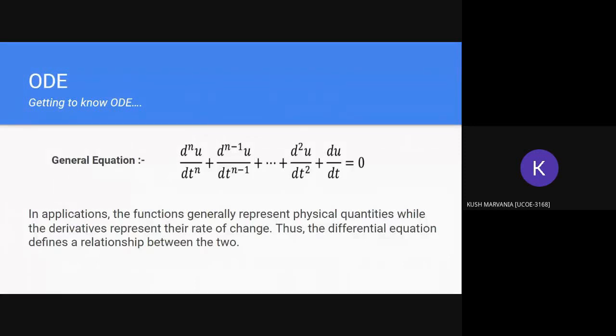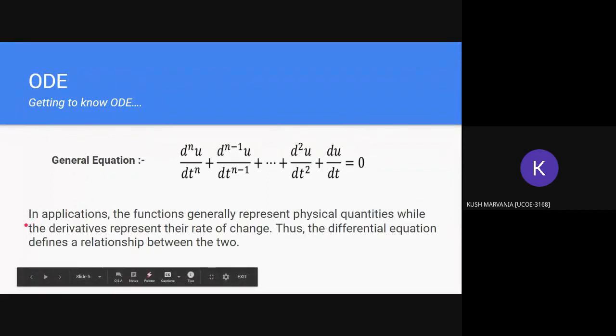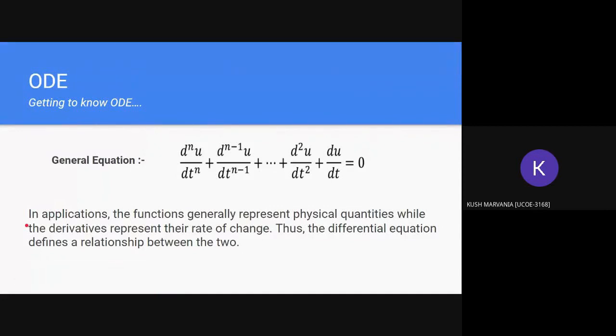The general equation of ODE is given by d^n u divided by dt^n plus d^(n-1) u divided by dt^(n-1) plus d^2 u divided by dt^2 plus du by dt equals 0. If you know this equation, then thumbs up from me. But if you don't know or are not able to remember, don't worry. We are here to learn. You will get a clear understanding of this equation with a couple of examples further in this tutorial.